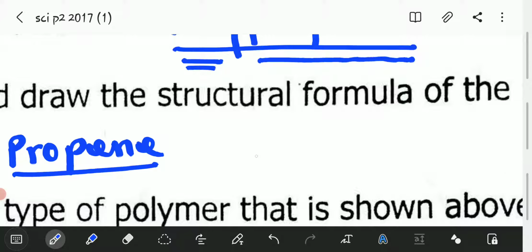So we are going to have, propane has got three carbon atoms. So it's 1, 2, then we have a double bond there, then another carbon. So this will be the backbone of our alkene. The monomer is always an alkene.